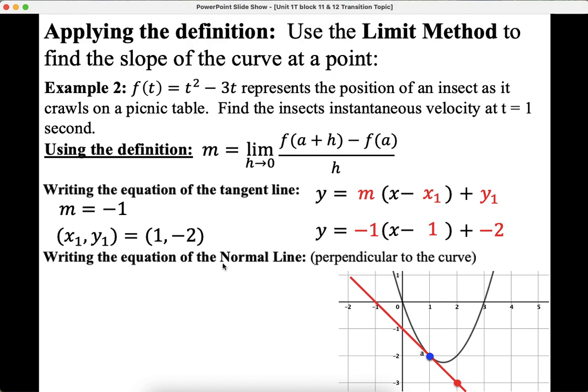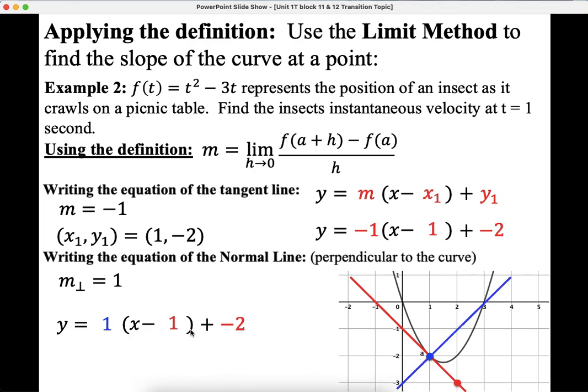The next question says, write the equation of the normal line. Sometimes they ask this. Normal means perpendicular, so a line that's perpendicular would look like this, which means its slope is the opposite reciprocal, right? The opposite meaning positive, reciprocal meaning take 1 over 1 and flip it, which means we still get 1. And so the cool thing is writing the equation of the normal line just means changing the slope value. Everything else stays the same, right? Because all we're going to do is draw a perpendicular line through that blue point. And there's the normal line.